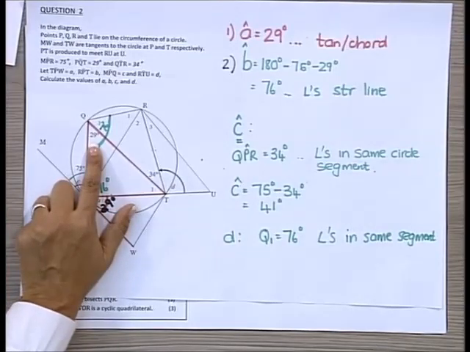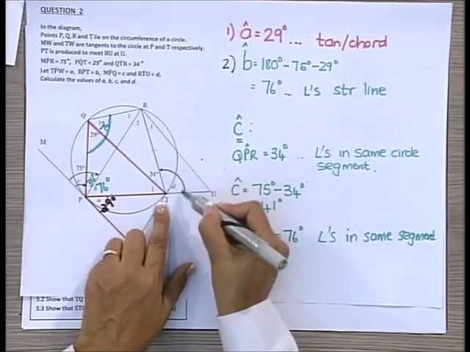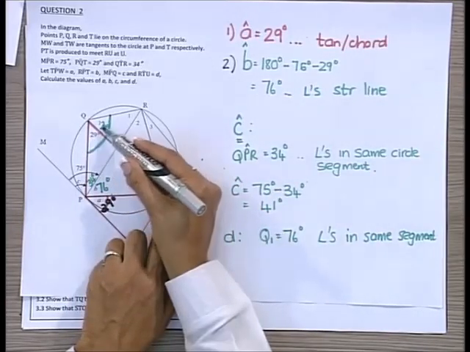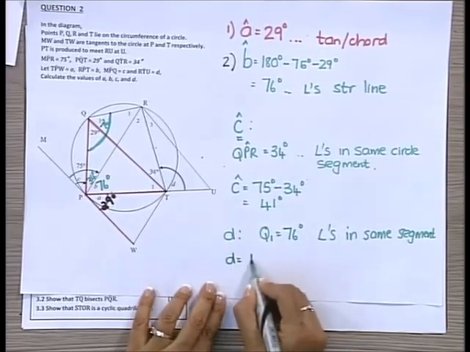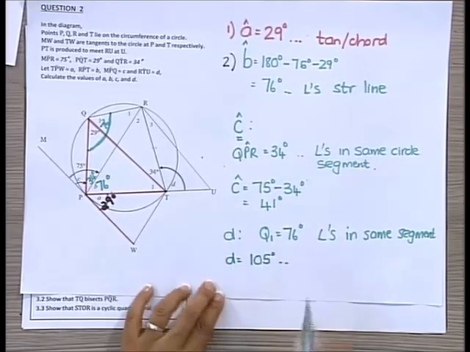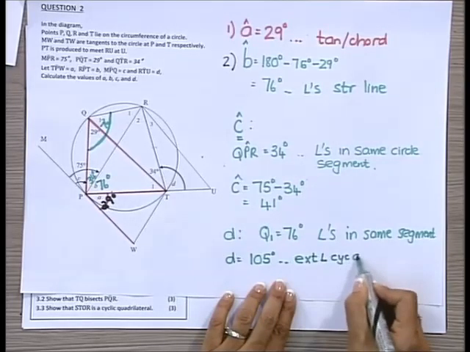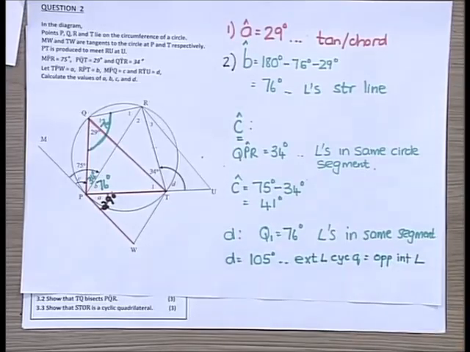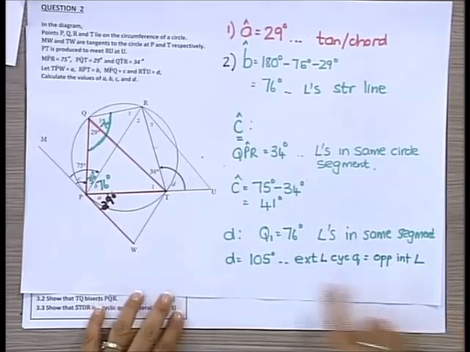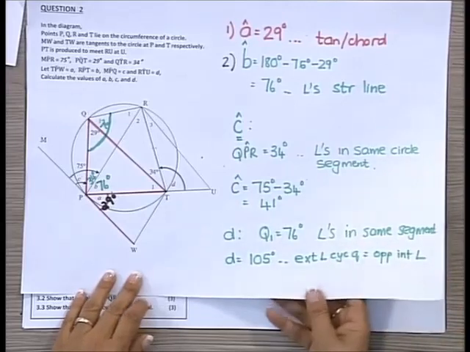There's somebody that sent in that D is 70. Just look again, it can't be 70 because your exterior angle will be the 29 plus the 76. Do you get that? And that's beautiful. People are sending in that it is 105. So D is equal to 105. Can we get our reason right? Exterior angle of a cyclic quad equal to the opposite interior angle. Abbreviate your answers. You don't have time in the exam to write all of this out. Exterior angle of cyclic quad is equal to the opposite interior angle.